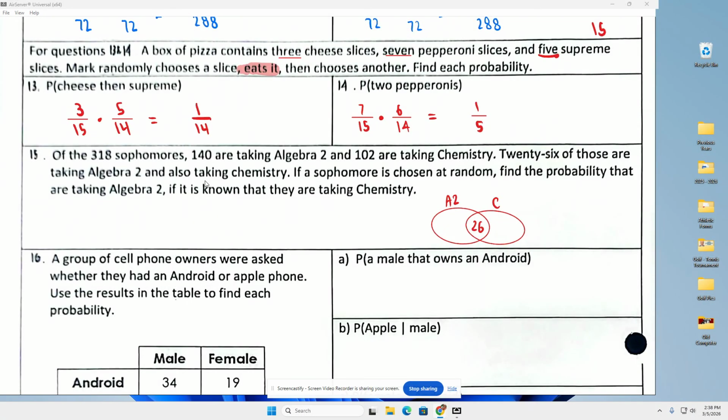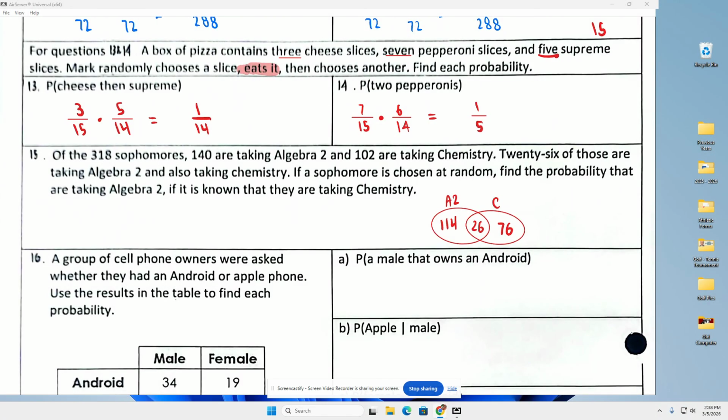Now I like to do some figuring. If 140 are taking Algebra 2, but 26 of those are taking both, how many are only taking Algebra 2? Well, 140 minus 26 is 114. So 114 are taking Algebra 2 only. It said 102 are taking chemistry. Again, subtract 26. How many people are just taking chemistry? 102 minus 26 is 76. Okay, so I've got everything kind of narrowed down.